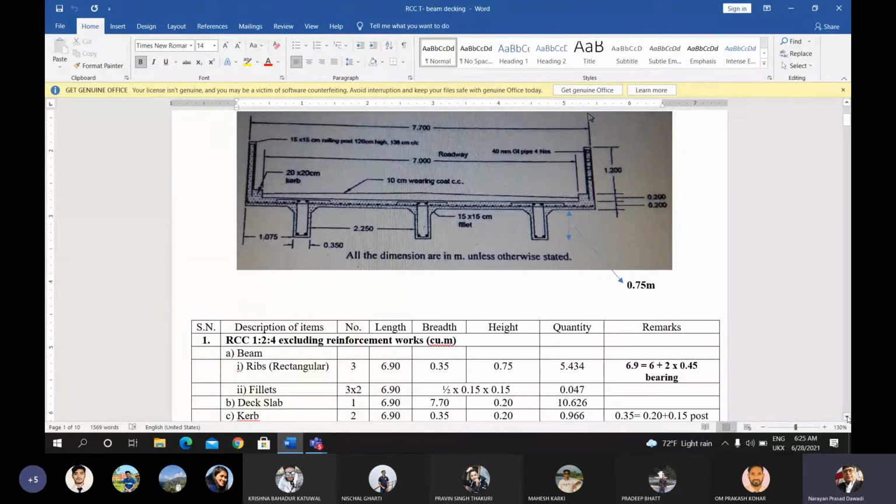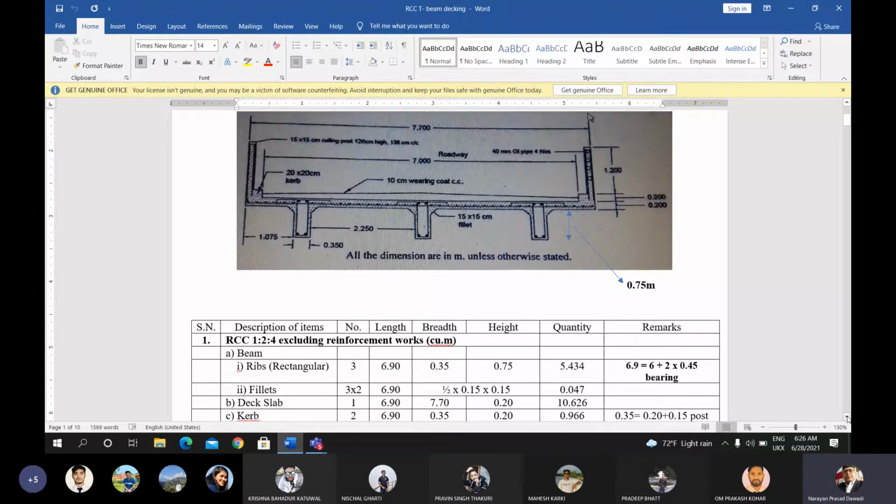The longitudinal direction of the section is total 6.90 meter, as we have already calculated. So for the deck slab, there is one number, and the length of the slab is similar to the length of the beam, 6.9, and the width is 7.70 from the right corner to the left corner, and the thickness is 0.20. Multiplying length, breadth, and height, you will get the quantity of RCC work for the deck slab.